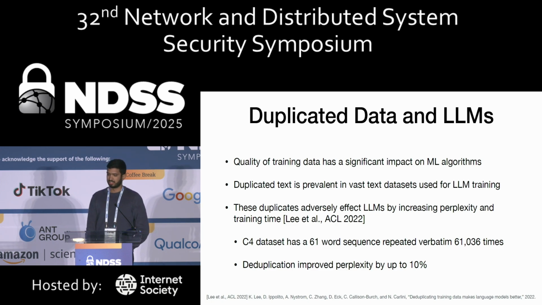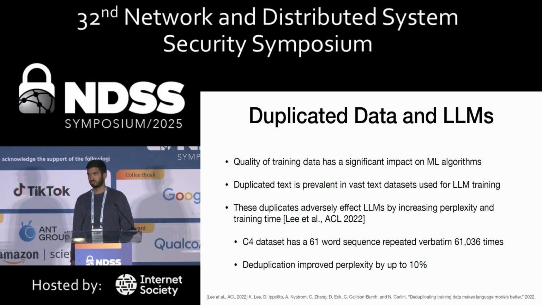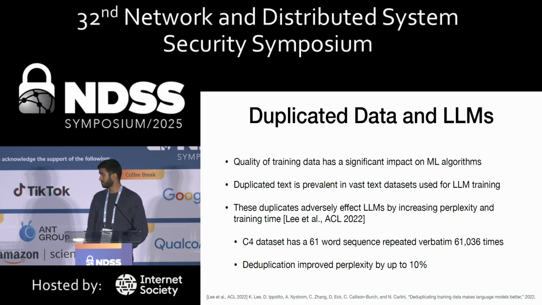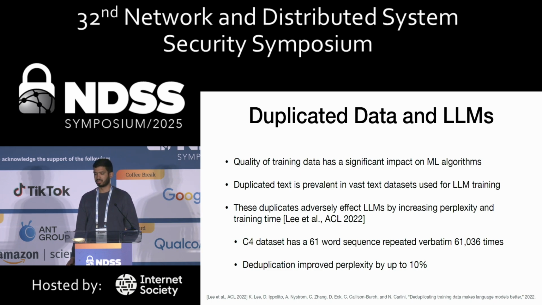For example, they show that the C4 dataset has a 61-word sequence that is repeated verbatim about 61,000 times, and deduplication improved perplexity by up to 10%. Here, perplexity is a metric used to measure how good LLMs are at next word prediction, and the higher perplexity usually denotes worse performance.